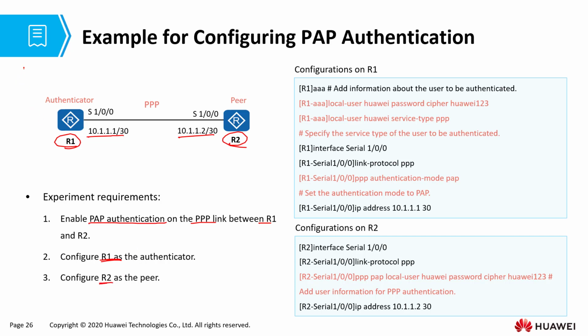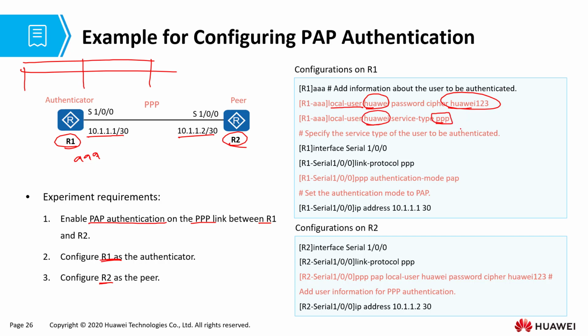Now R1, the authenticator, is the one that needs to have the database of usernames and passwords. So we shall get to the AAA view of the authenticator and then create a user called Huawei in our example, and the password is Huawei123. Then we shall say the user Huawei should have access to the service PPP. Then we shall get to the interface view of the authenticator, and say the link protocol is going to be PPP. Now, this is a serial link, so even if we don't run this command, it will be there by default, but we would need to run the PPP authentication mode as password authentication protocol. And then, of course, we shall assign the interface an IP address.